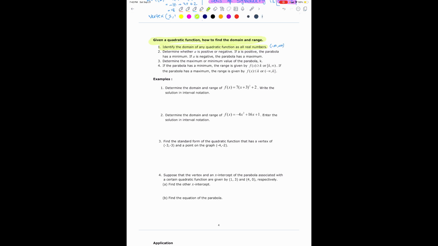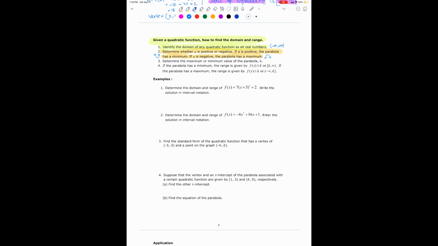The next step, we're going to determine whether a is positive or negative. This is going to tell us whether the parabola opens upwards or downwards. If a is positive, the parabola is going to have a minimum, which means it's going to open upwards like that. If a is negative, the parabola is going to have a maximum, which means the parabola is going to open downwards.